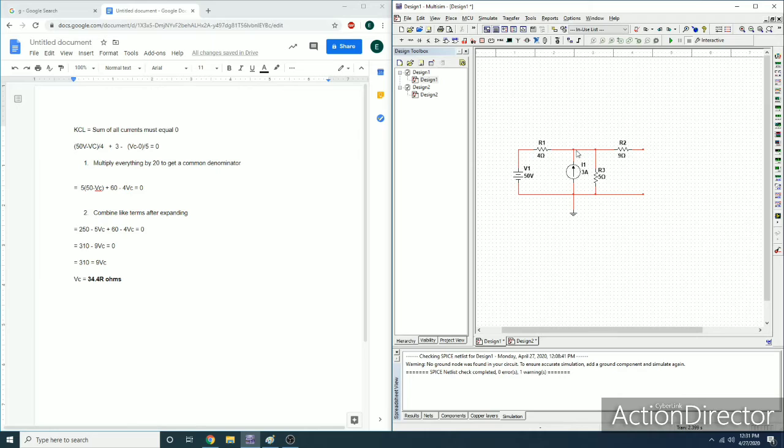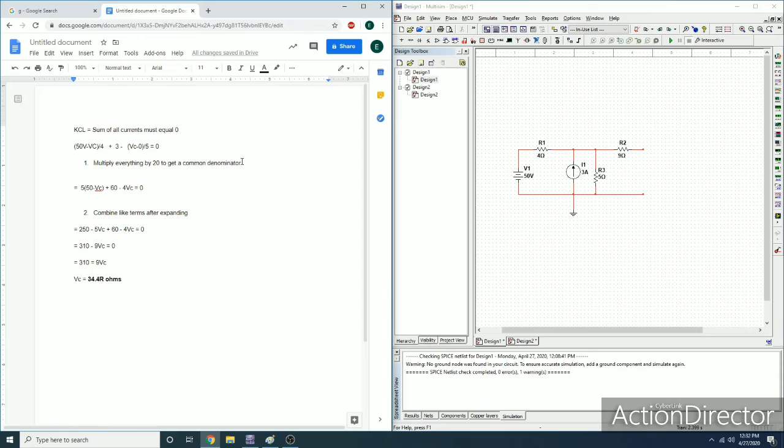So I can write the first current: 50 volts going in, subtract VC, this node over here, over 4 ohms. And we add 3 amps because it's 3 amps going in. The 3 amps will only go through R3 because this resistor isn't connected to anything, so this current won't go into resistor 2. And then this part of the equation: node C minus 0, this node over here, over R3, which is 5 ohms, equals 0.